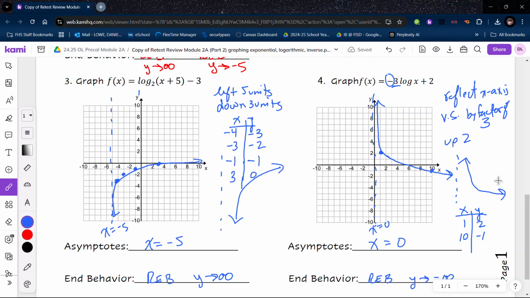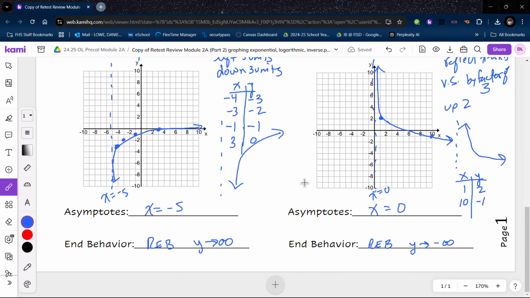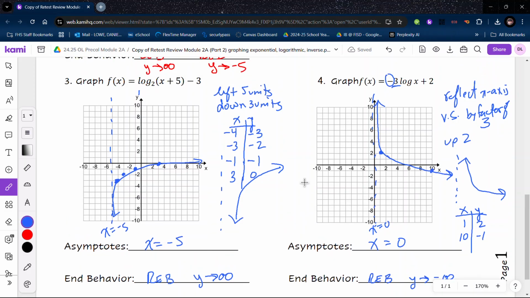So those are graphs of exponential functions or transformations and graphs of logarithmic functions. In the next video, we'll talk about graphs of inverses.